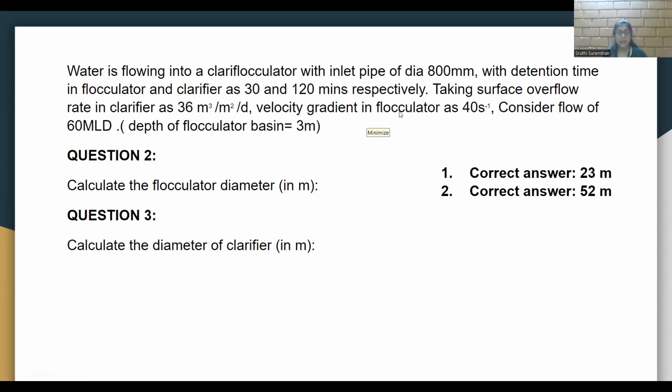For those of you who are entering newly, there's a problem given here. You can try the problem, and the answer is also provided. In case you are not able to get the answer, just let me know. We'll discuss the solution. This is basically a practice session. For question number 2, it is 23.03, so around 23. Okay.